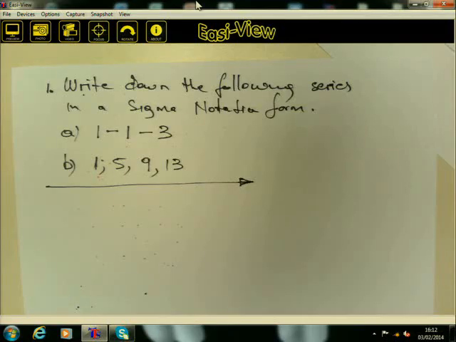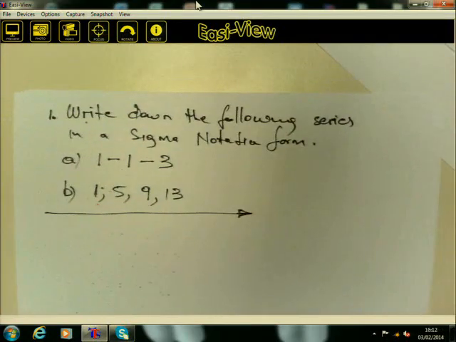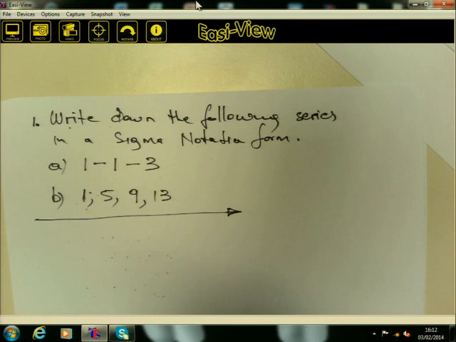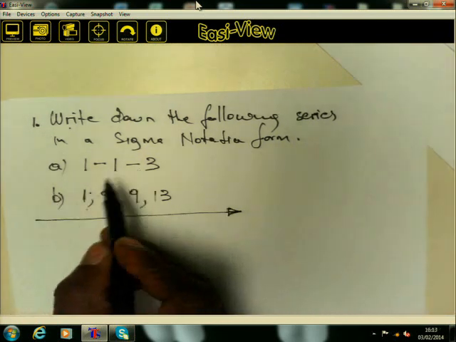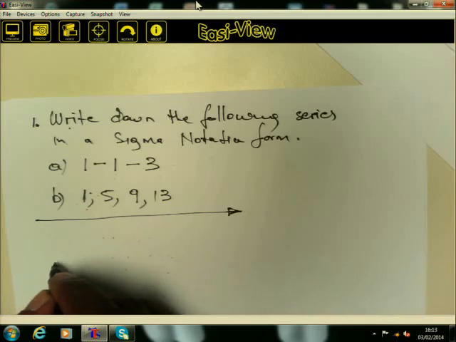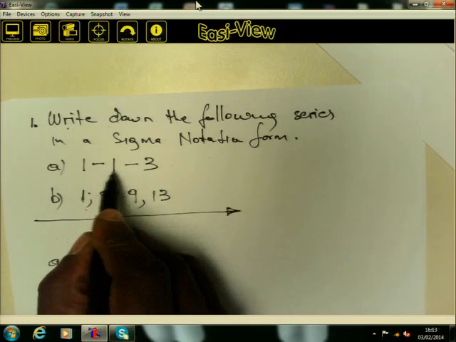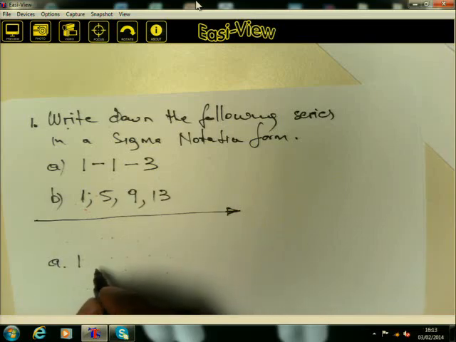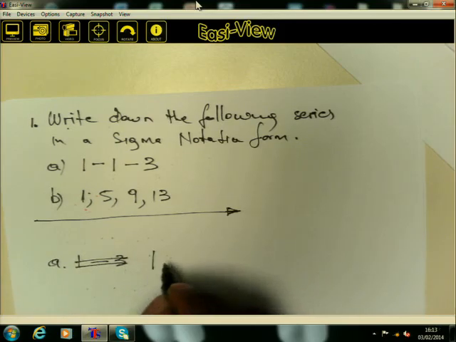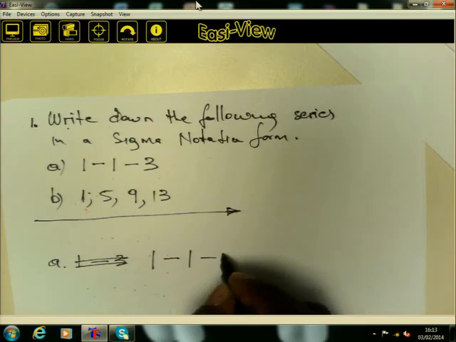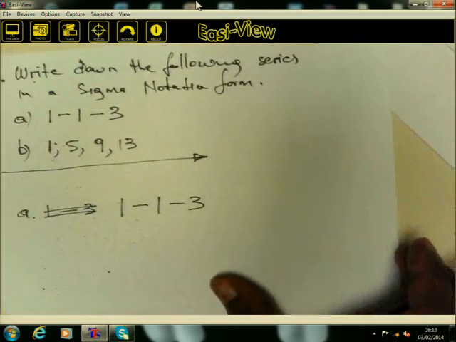All right. Okay, welcome back, folks. I hope both of you are done. Let's look at the first one quickly and check how we write this in sigma notation form. We're given 1, -1, and -3. This is what we are given.